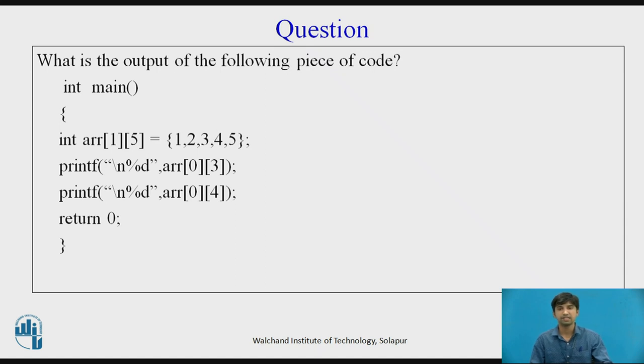So with respect to this, when I say r[1][5], the starting index value is 0, and the array size minus 1, here 5 minus 1, is 4. So it will be 0 0, 0 1, 0 2, 0 3, 0 4. So when I execute it, r[0][3] will have a value called 4, and r[0][4] will have a value called 5. So this is the output. So it will be 4 and 5 as the output for the following piece of code.